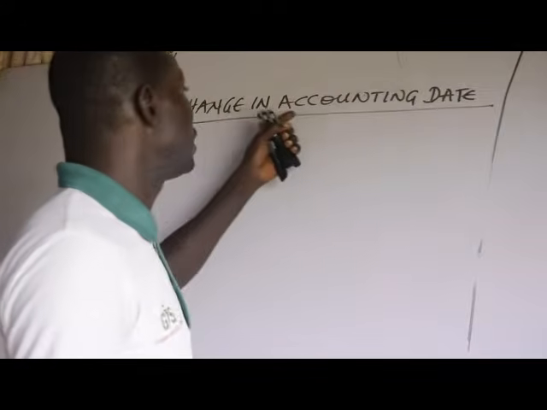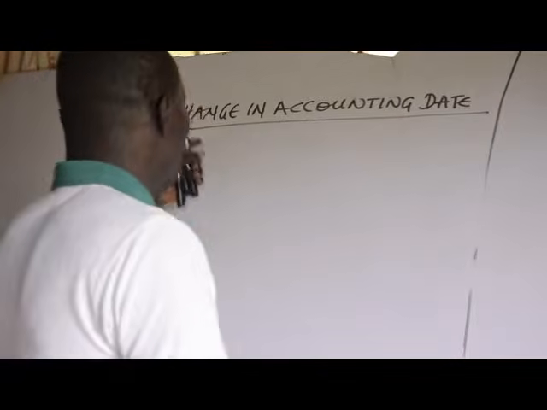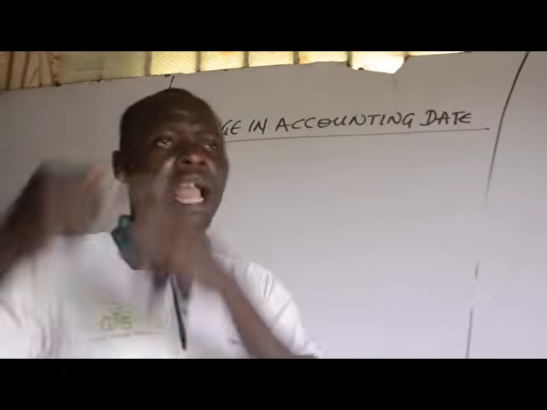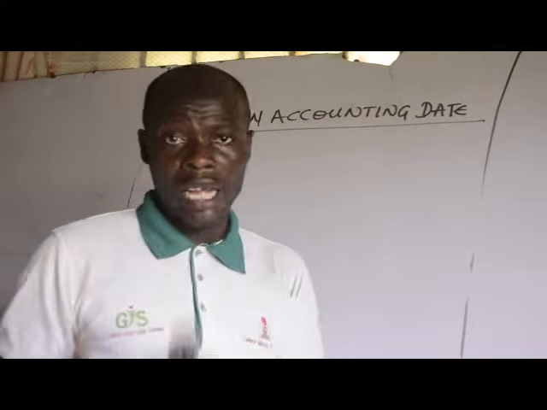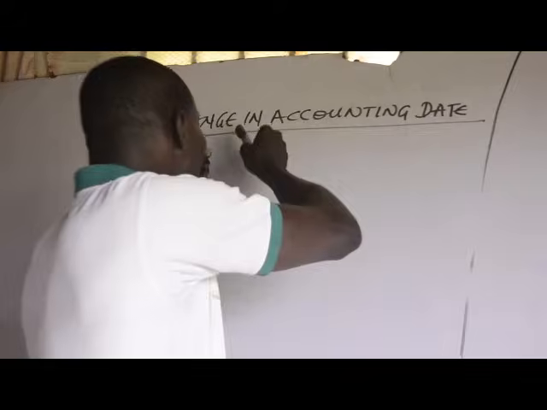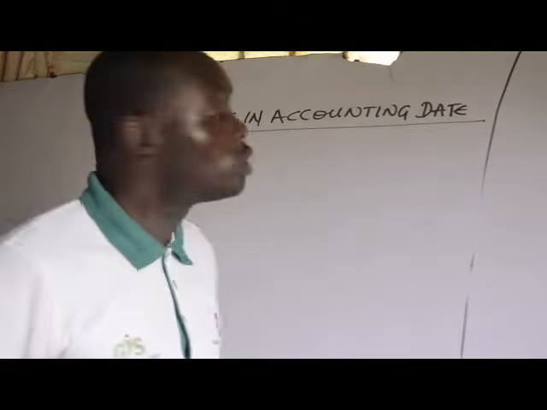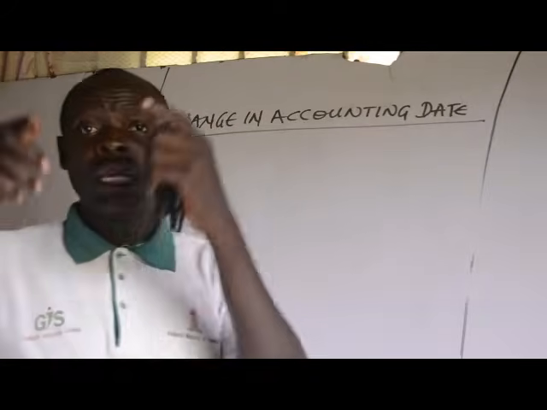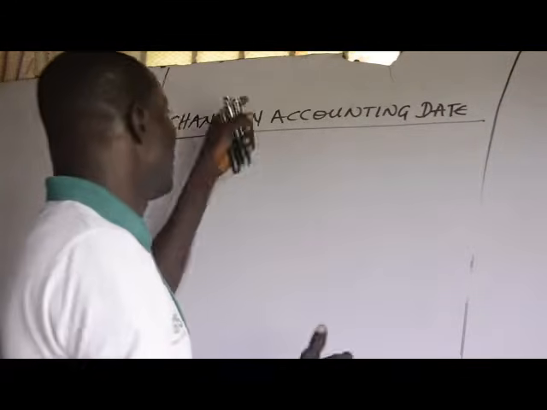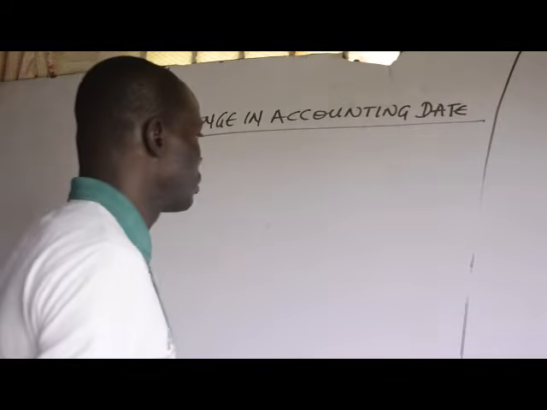What is change in accounting date? A change in accounting date occurs when a company prepares its accounts to a new year end that is different from its old accounting year end. When a business prepares its accounts to a new year end that is different from its old accounting year end, then the business is said to have changed the accounting date.